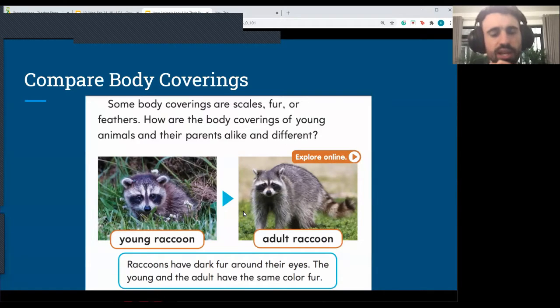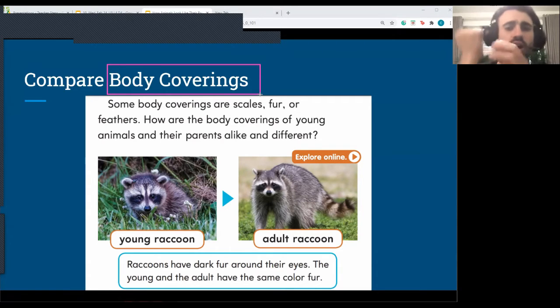Okay. Now, what I want you guys to focus on is the word body and covering. And I want you guys to think of, what does it mean to cover something up? Who can tell me what they are covered with? What are you covered with? Does anyone know what this stuff is called? Can anyone see my video? What is this stuff called? What are we covered with? Do you know?